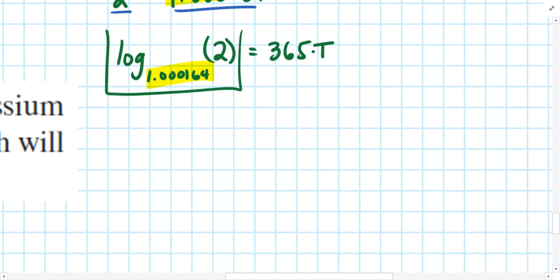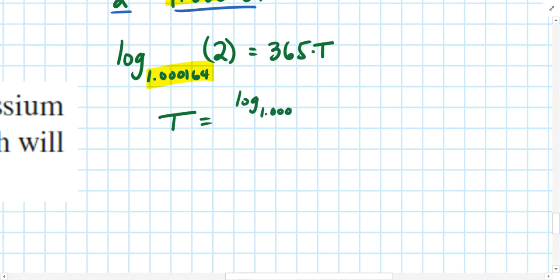This expression on the left is something that my calculator can evaluate. And in order to isolate t, now we would divide by 365, and we know that t is equal to the logarithm with a base of 1.000164 evaluated at 2, divided by 365, and that is the time necessary to let this investment grow.